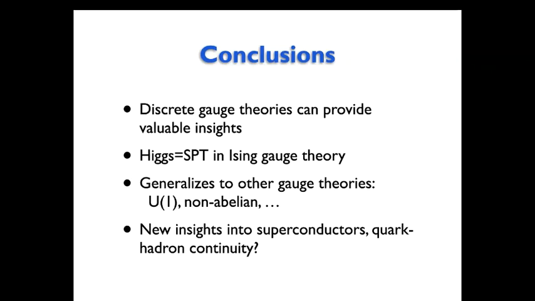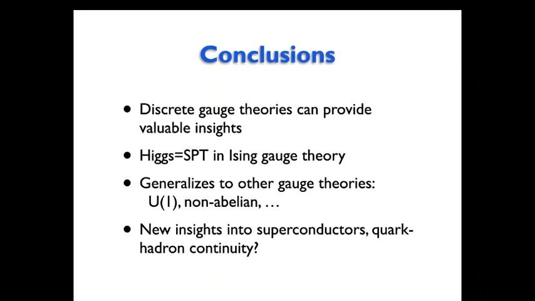Okay, let me just conclude here. It looks like it's a controversial topic. I tried to convince people here that, with the help of discrete gauge theories, which are very tractable, we can get some new insights into old questions. One of them is this Higgs equals SPT. I think it's more general than what I was talking about here, because you can use different gauge groups if you want, and you can distinguish phases with fundamental matter by making cuts and checking what happens on the boundary.